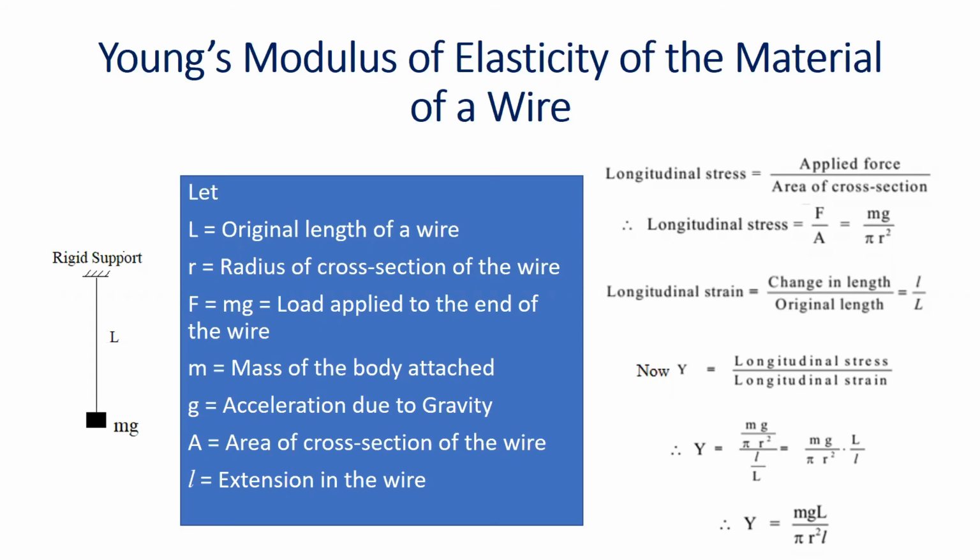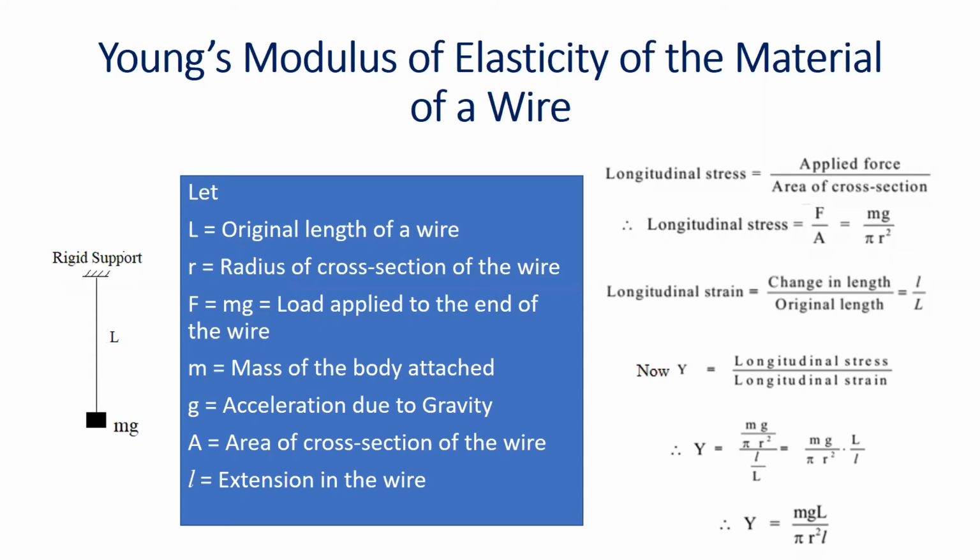Now we already studied the definition of longitudinal strain. Longitudinal strain is equal to change in length upon original length, that is small l upon capital L. And Young's modulus is defined as longitudinal stress upon longitudinal strain. Now substitute the values of above equations. It is mg upon pi r square divided by small l upon capital L. Rearrange the terms.